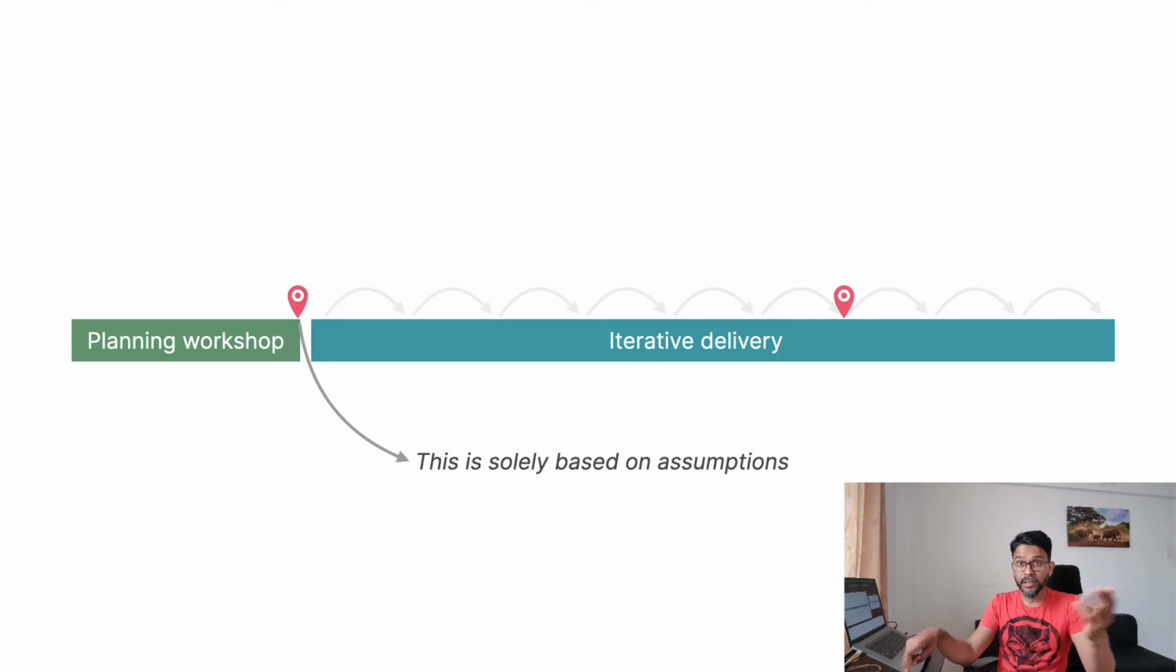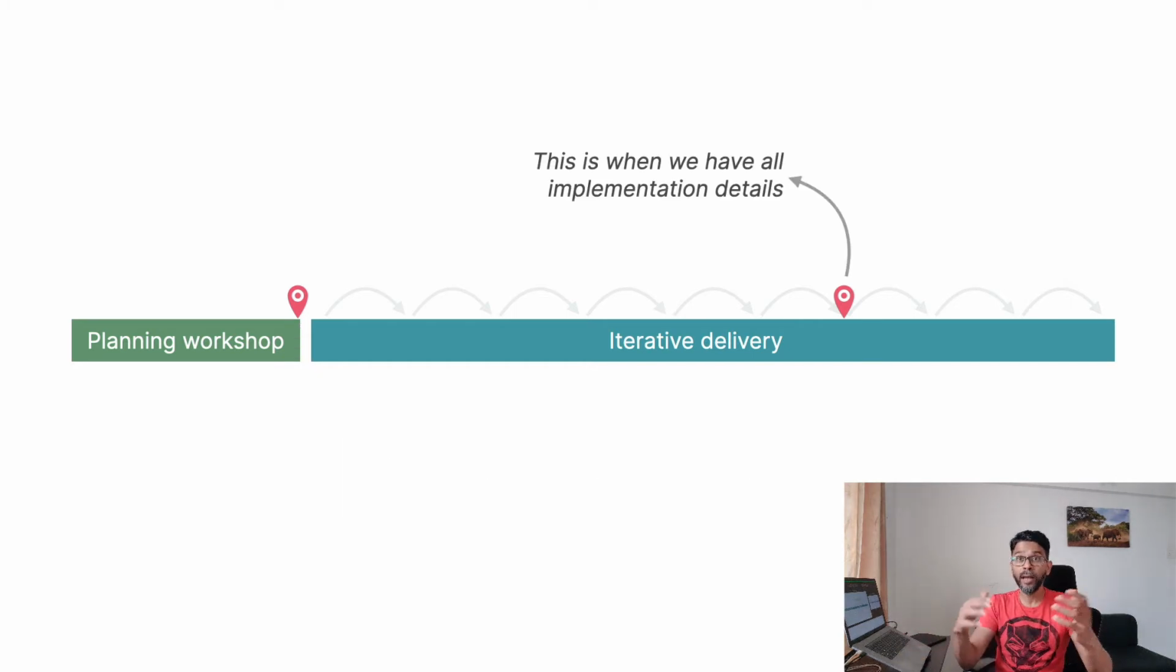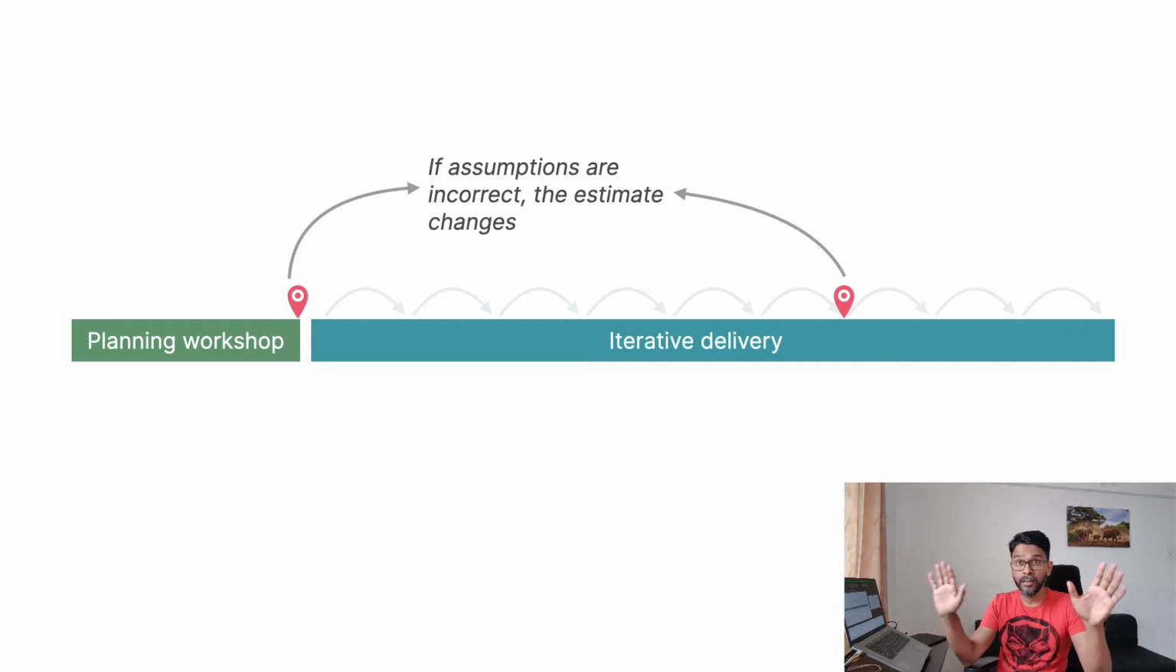Now, the first estimate is based solely on assumptions. The second estimate, on the other hand, is when you have all implementation details. You probably have mock-ups, you probably have more notes, you probably have acceptance criteria, you've probably also discussed test cases of the team. So if all the assumptions are the same, your estimate is probably going to remain the same. If your assumptions change, then your estimates better change, which could mean that, well, the story is far less complex than you thought it was, in which case you should revise the estimate down, and vice versa.